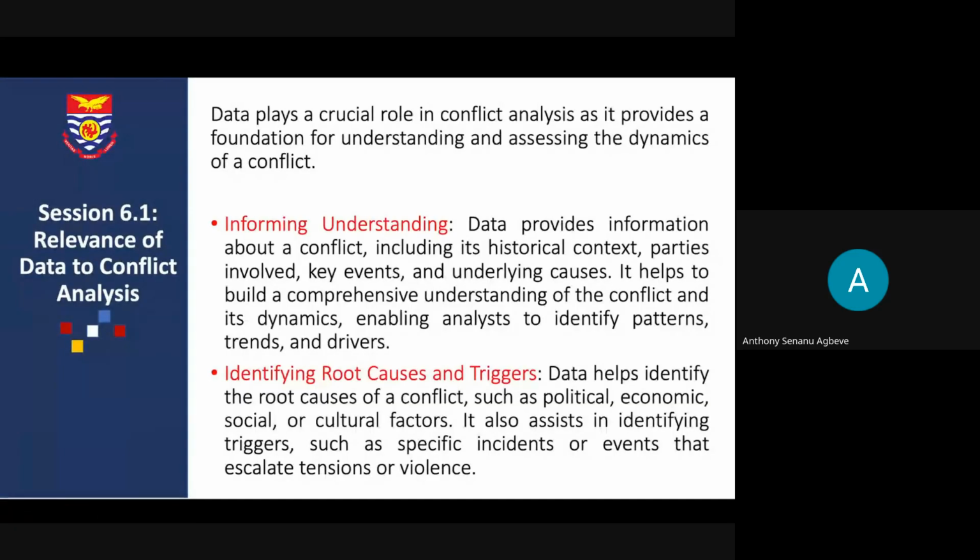It provides you information about the conflict, the historical context, the parties involved, the key events, and then the underlying causes. So you have some information that helps you to understand all these issues at play. And then another benefit of the data is that it helps you to identify the root causes and the triggers of the conflict. So what is the root cause? Is it a political issue? Is it an economic issue? Is it a cultural issue? Right? It helps you to understand all the root causes and the triggers of the conflict.